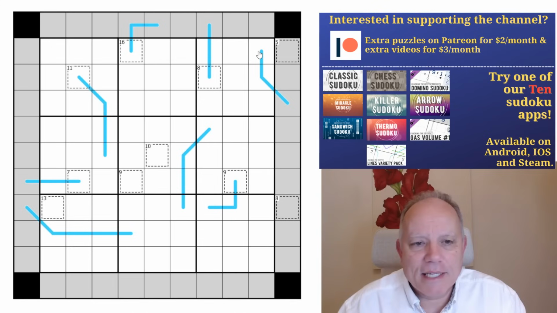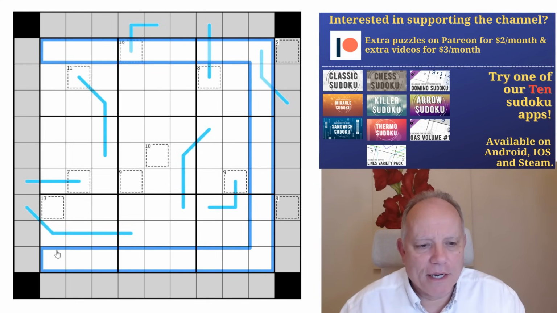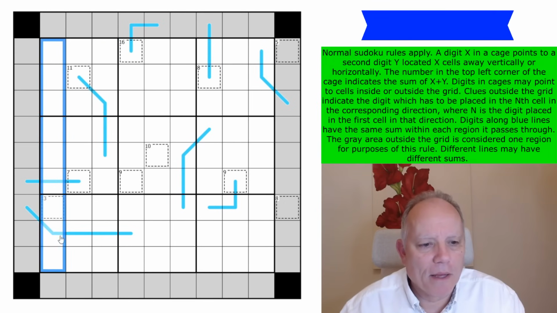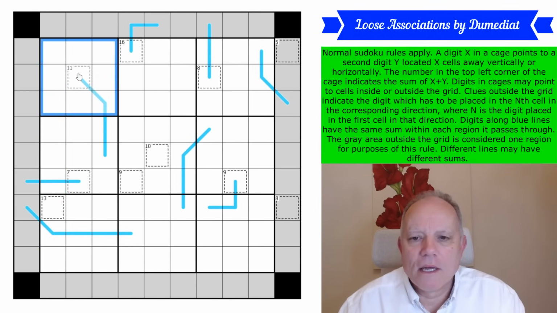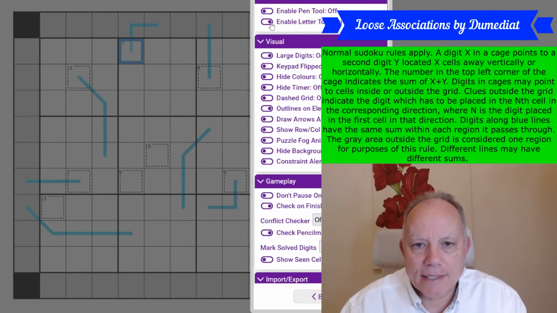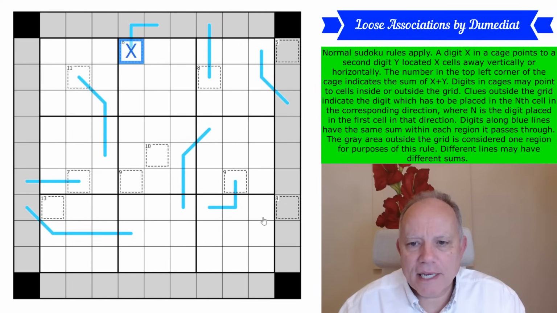But the first link is to this puzzle, Loose Associations by Doomdiot. And the rules are as follows. Normal Sudoku rules apply to the white area, to the 9x9 grid. And that means putting 1 to 9 in every row, every column, and every box. Now, remote sums. A digit X in a cage, let's just allow us to write X. A digit X in a cage points to a second digit Y located X cells away, vertically or horizontally.